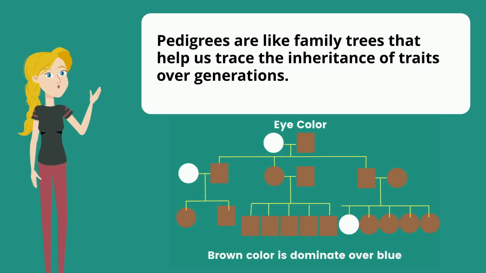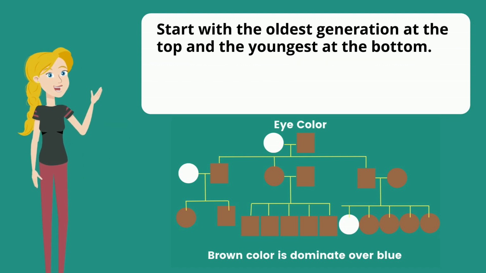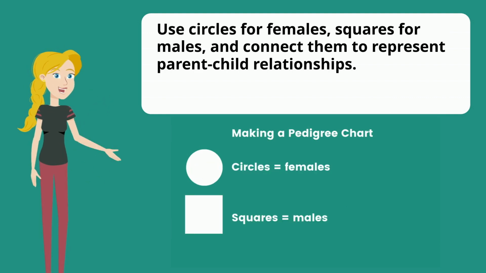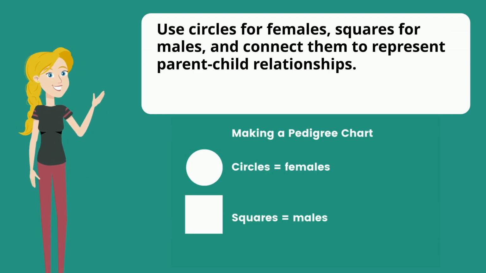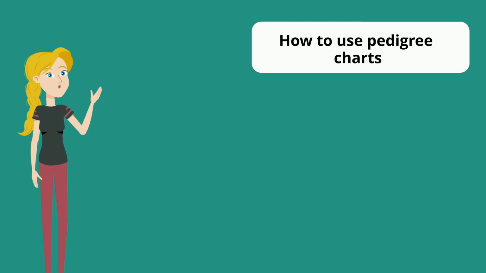Pedigrees and how to create one. Pedigrees are like family trees that help us trace the inheritance of traits over generations. Start with the oldest generation at the top and the youngest at the bottom. Use circles for females, squares for males, and connect them to represent parent-child relationships. Fill in shapes for individuals with the dominant trait and leave them unfilled for those with a recessive trait.